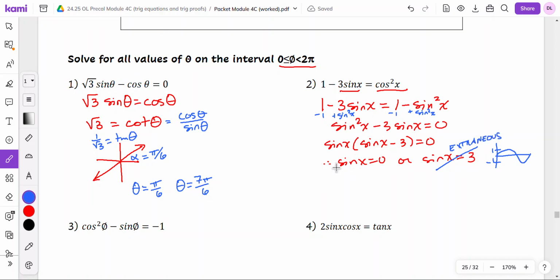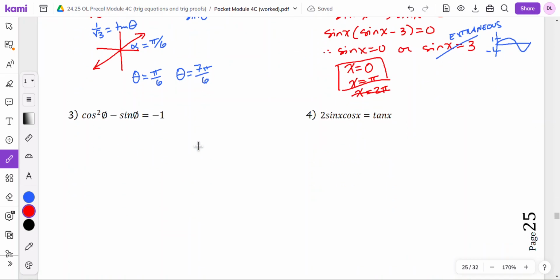All right, and we know that the sine of x is going to be equal to 0 if x is equal to 0, if x is equal to pi, or if x is 2 pi. However, notice that the interval is less than 2 pi, so we're not going to consider that as a possibility. We're just going to have these two answers because of the interval that we're given.